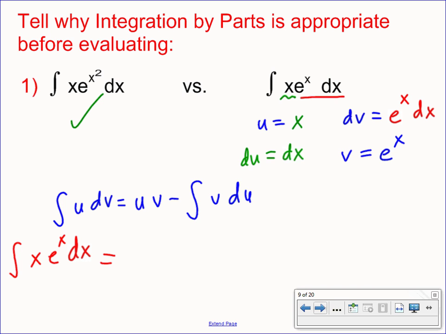Well, it's given by u times v. What's u? X. What's v? E to the x. Minus the integral of v du. What's v? E to the x. What's du?